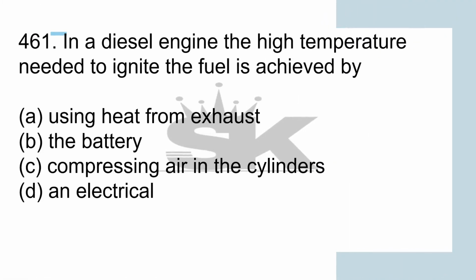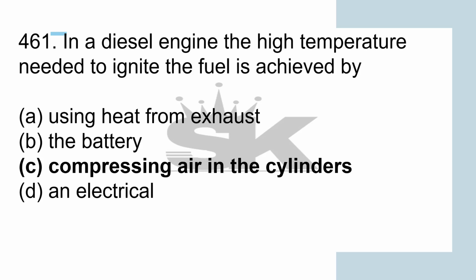In a diesel engine, the high temperature needed to ignite the fuel is achieved by compressing air in the cylinder. This compression raises the air temperature to a level sufficient to ignite the diesel fuel when it's injected into the hot air. This process is known as compression ignition. So here the answer is C.